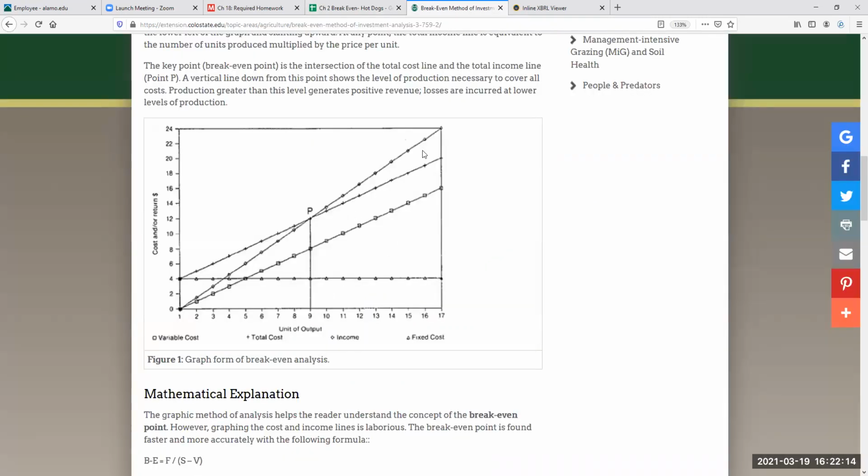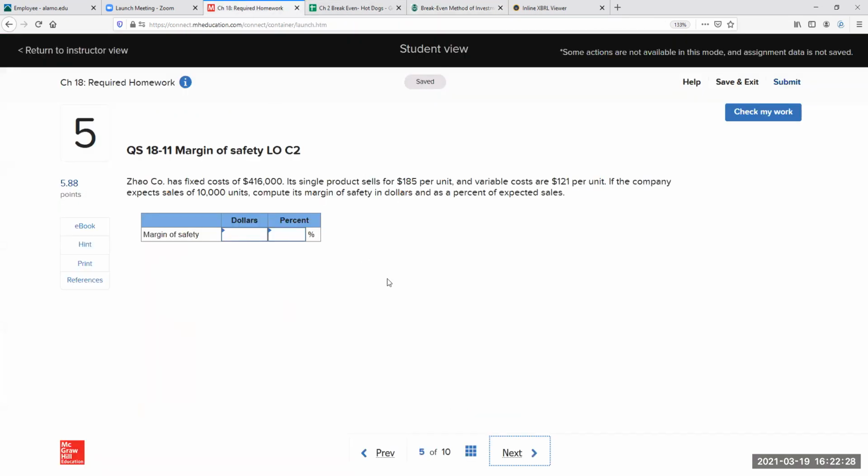Now in this case, you see this is the break even. How many units is that? What percentage of safety do they have above that? All right, so let's go calculate this. You're just going to have to calculate it. What you have to do is figure out break even.